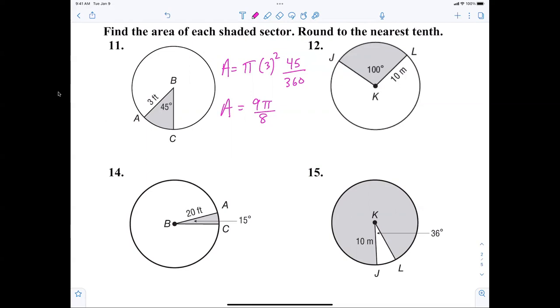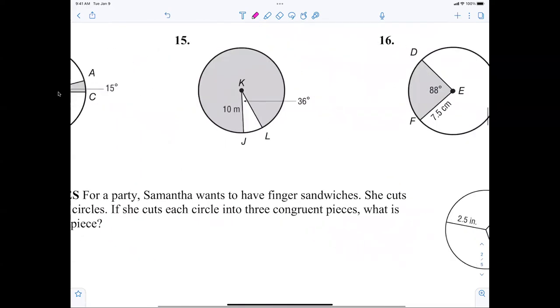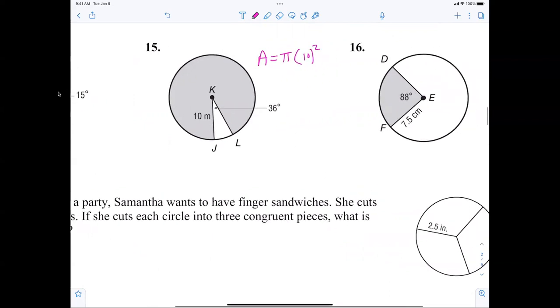360. All right, now don't be confused on number 15, please. Everybody take a look at 15. So everybody can write down A equals pi. What's the radius? 10 squared times what? How much? 324 over 360.